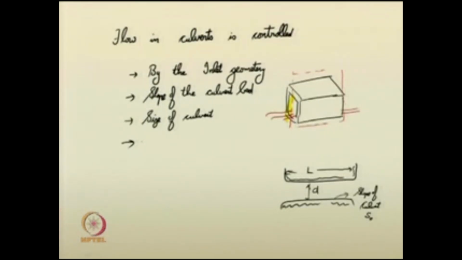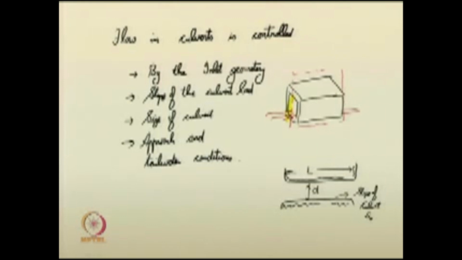Then you have another important thing, the approach condition. This is the inlet condition or the approach condition, and the outlet or tailwater conditions. So, those things, approach and tailwater conditions, are also important. They play a significant role in determining the type, that is, how the flow is occurring in the culvert.